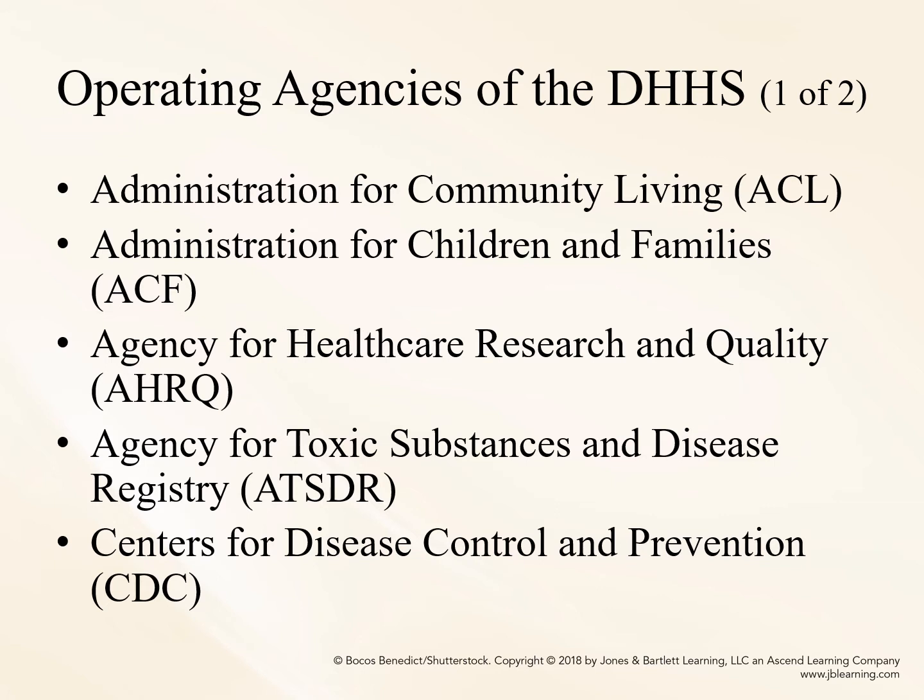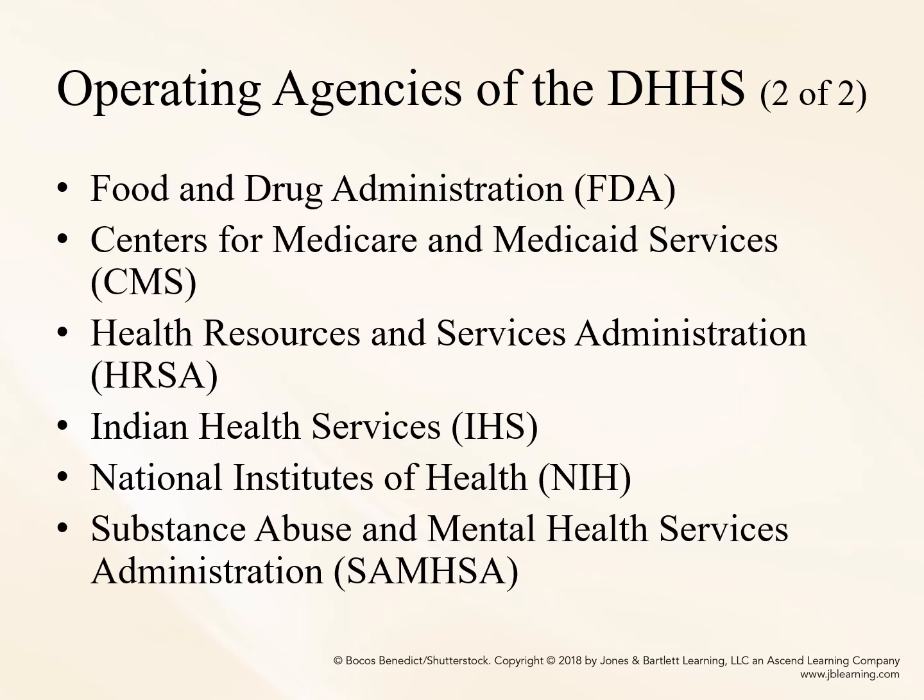Other operating agencies of the Department of Health and Human Services include Administration for Community Living, Administration for Children and Families, Agency for Healthcare Research and Quality, Agency for Toxic Substances and Disease Registry, Center for Disease Control and Prevention, Food and Drug Administration, Centers for Medicare and Medicaid Services, Health Resources and Services Administration, Indian Health Services, National Institutes of Health, Substance Abuse and Mental Health Services Administration.